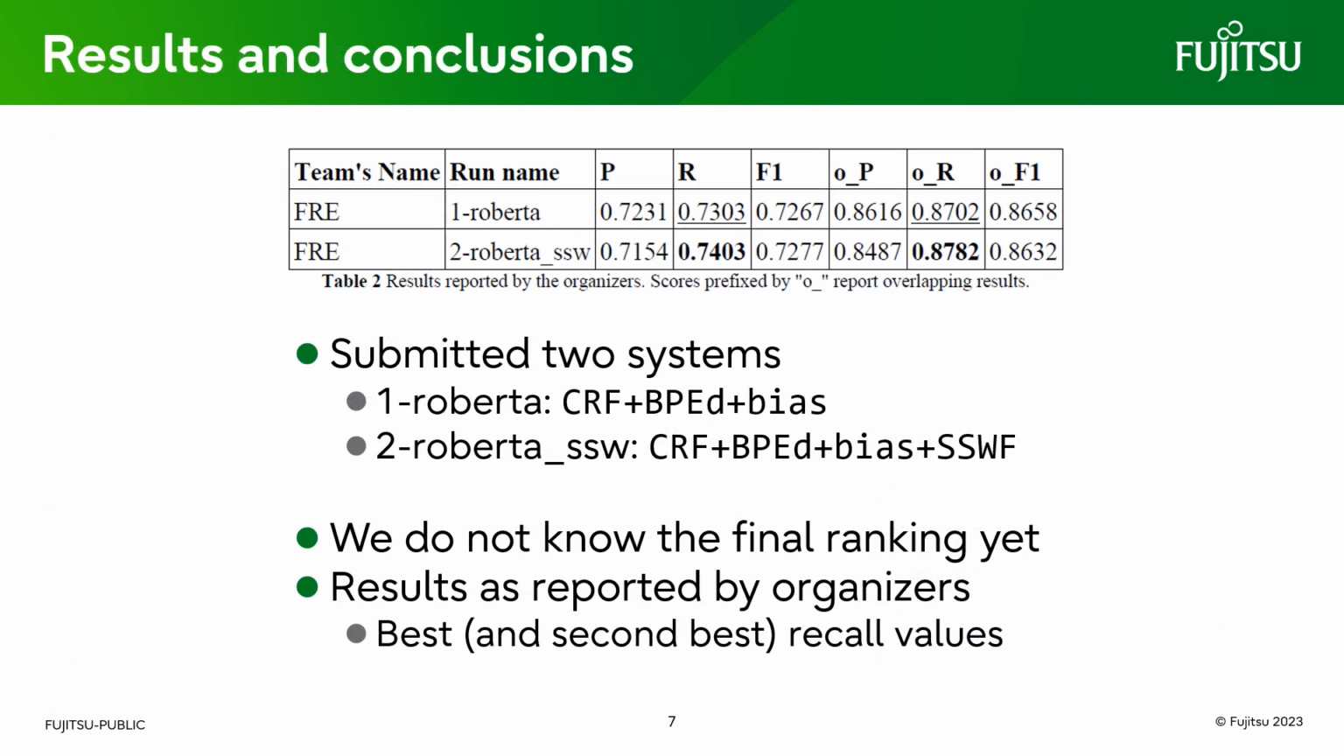And so we finally submitted these two systems to the challenge. The results reported by the organizers are displayed in this slide. We do not know the ranking of the challenge as of yet, but we were told that we got the best and second best recall values of all the submitted systems. Since we did not specifically optimize for recall, we thought this was good news. Also, the system including Sub-Subword features got slightly better results than the other system. So it was good that we decided to submit that one as well.